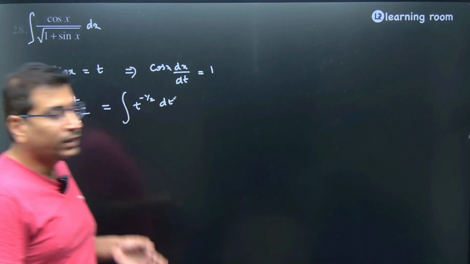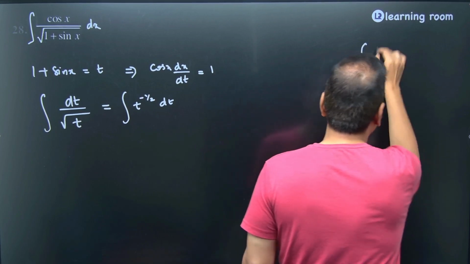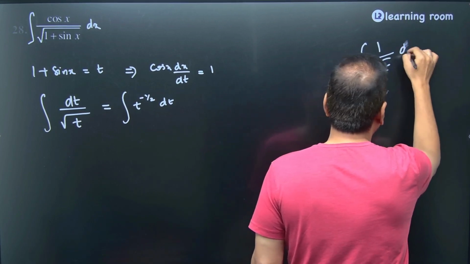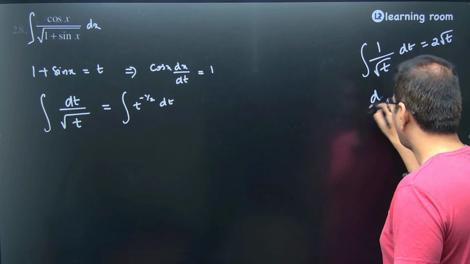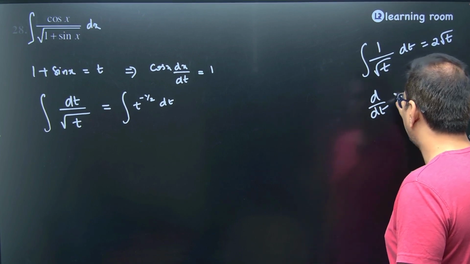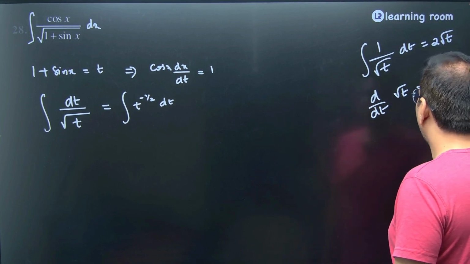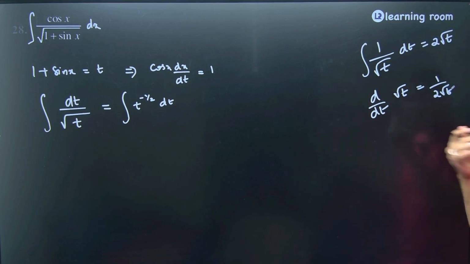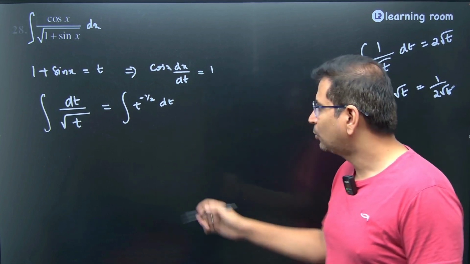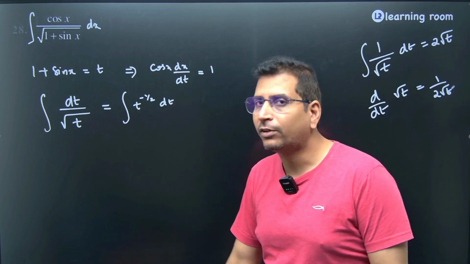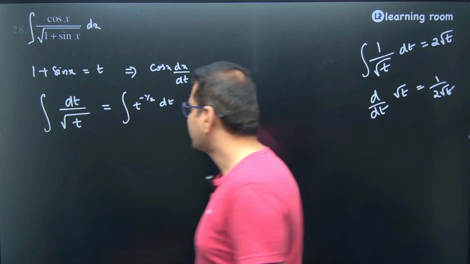So remember the integral of 1 by root t times dt is basically 2 root t. The reason being, the derivative of root t is 1 by 2 root t. So the integral of 1 by root t will be 2 times root t. Okay, that is the idea. So that is one way, or else what you can do is apply the formula of x power n plus 1 by n plus 1 and also solve it.